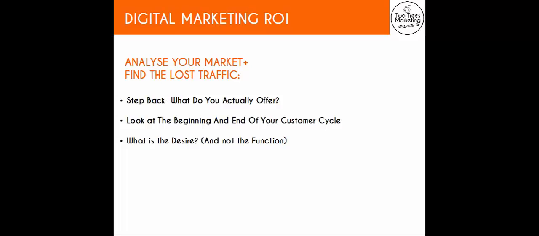Look into the beginning and the end of your customer cycle and figure out what is the desire and not the function. So learning to play the guitar, the function really is to be able to play the guitar, but the desire might be to be a rock star. So how is that person going to become a rock star? By buying your guitar or having your guitar lessons.